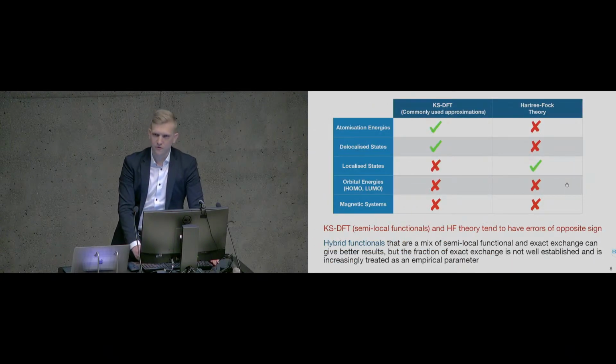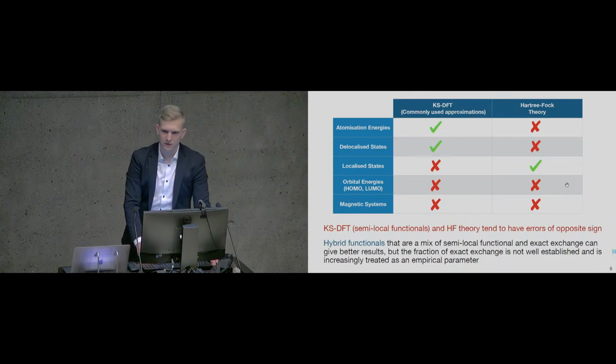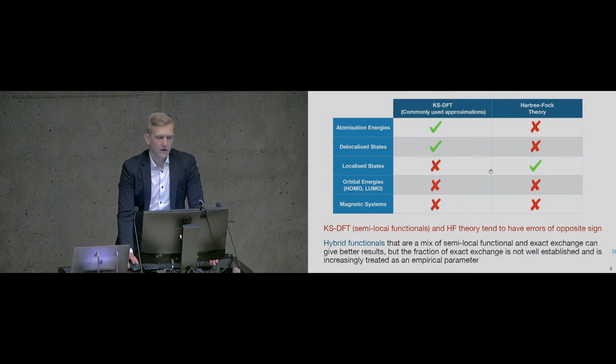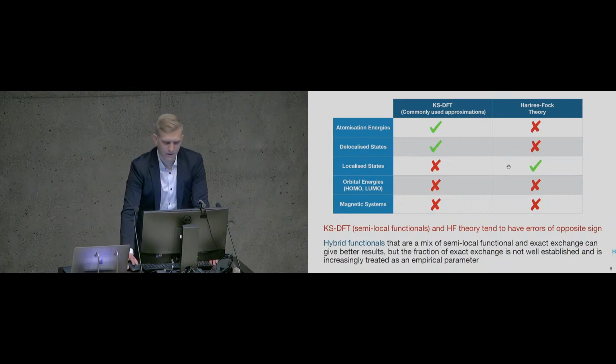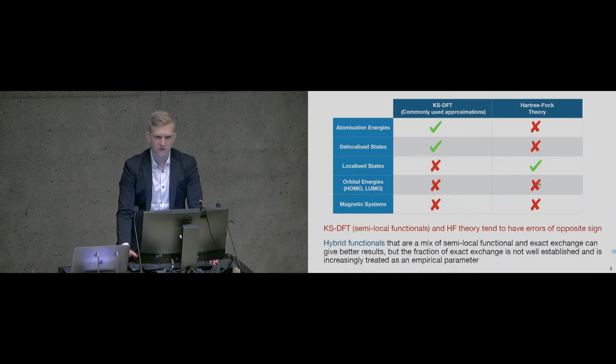Apart from technical issues, there are also shortcomings of modern approaches in these mean field theories. For example, atomization energies can be described quite well in Kohn-Sham DFT, but Hartree-Fock theory usually underbinds the molecule. Kohn-Sham DFT can describe delocalized states quite well, but struggles with localized states, and the trend is opposite in Hartree-Fock theory. And for orbital energies, for example, the HOMO-LUMO gap is usually too small in Kohn-Sham DFT, and in Hartree-Fock it is too large. Magnetic systems are generally challenging for both theories because these systems have delocalized electrons and localized electrons.